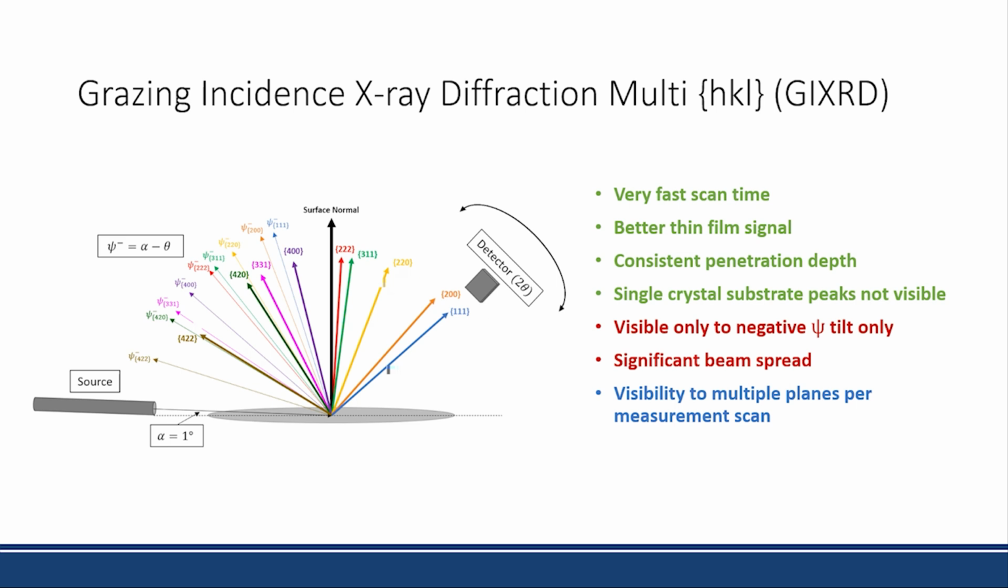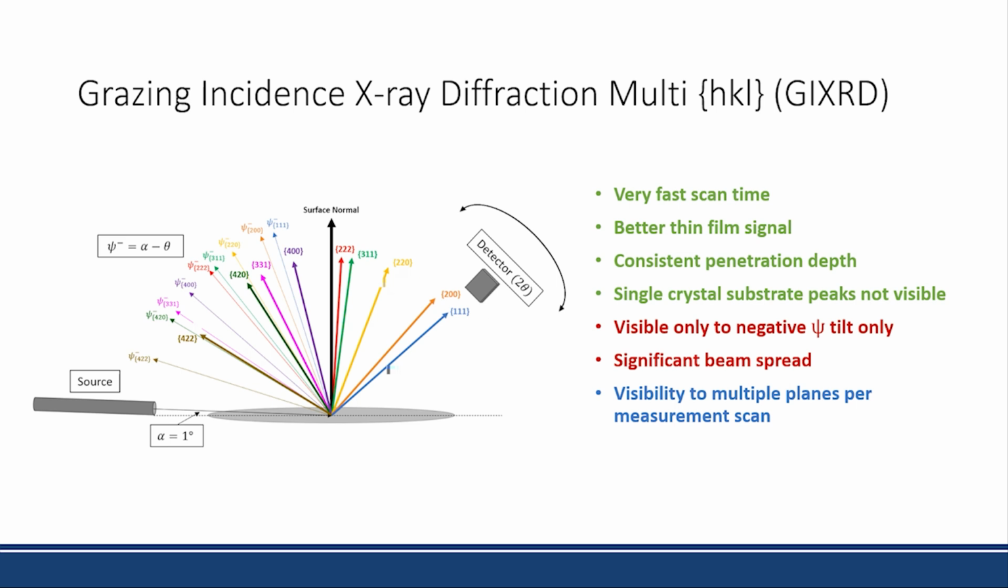One disadvantage is that because of the way the diffractometers are set up, you don't get that same visibility to positive side tilts. And the reason for that is because if you were to go the other direction, I guess, take this down, then your sample would block the detector. So it's just geometrically not really possible.